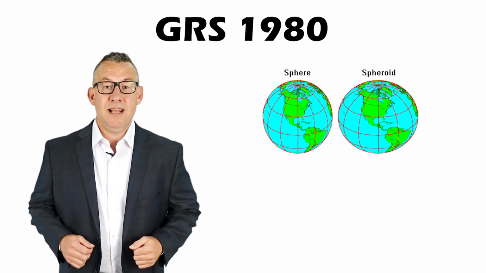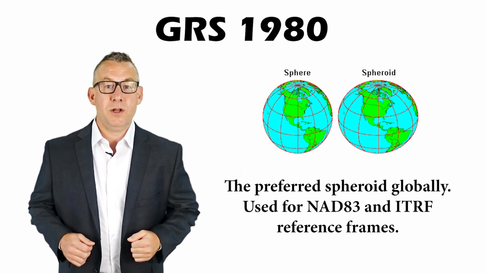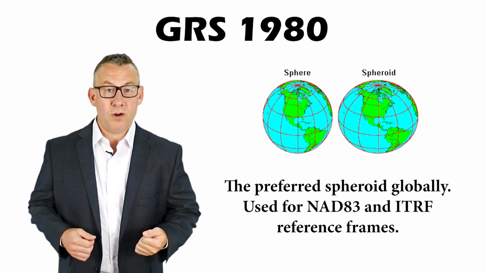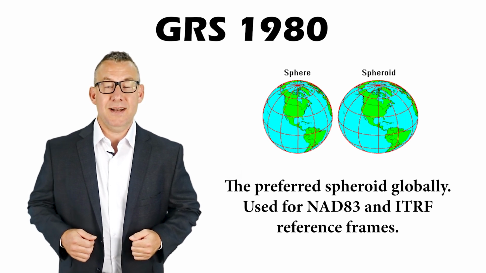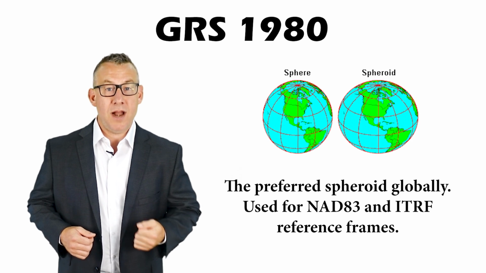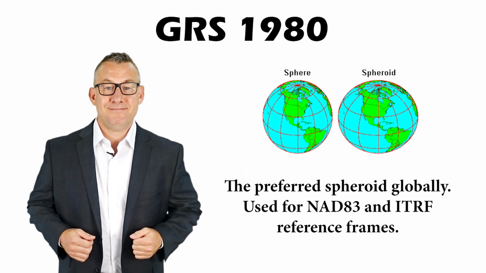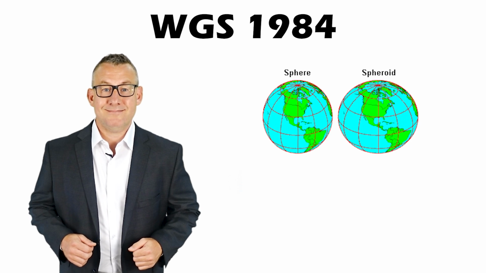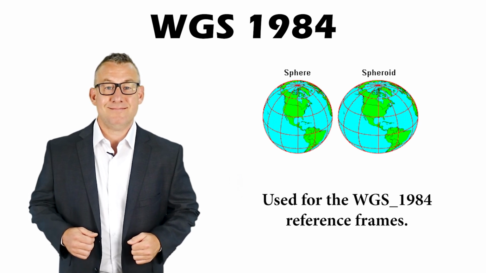The GRS 1980 spheroid. The GRS 1980 is the preferred spheroid globally. It's used for the NAD83 and the ITRF reference frames. NAD stands for North American Datum. ITRF stands for International Terrestrial Reference Frame. The WGS 1984 spheroid. The WGS 1984 spheroid is used for the WGS 1984 reference frames.